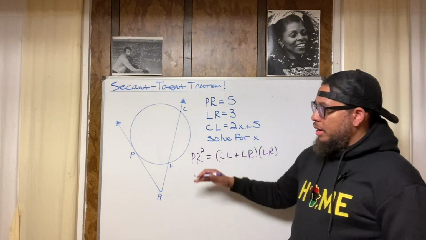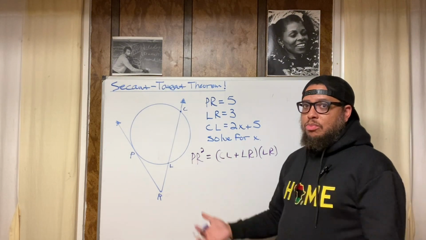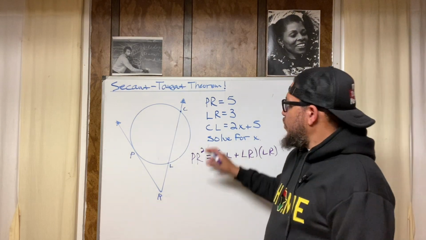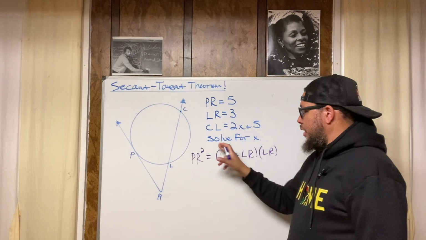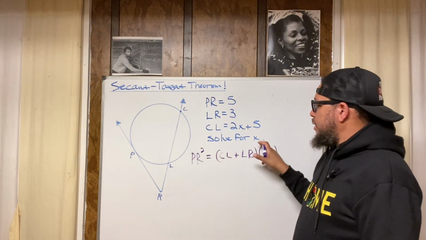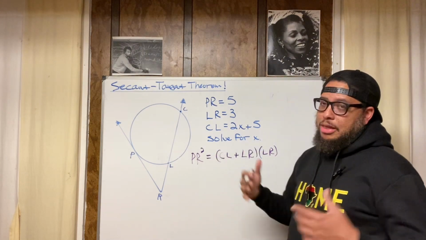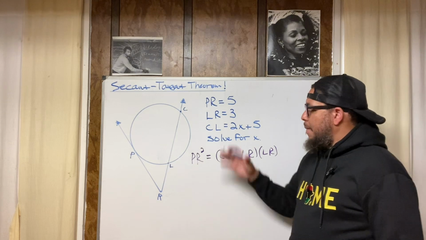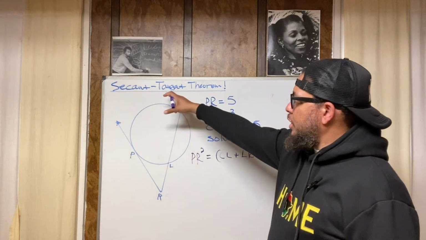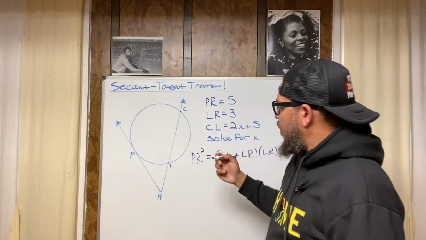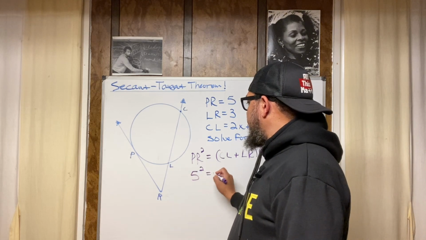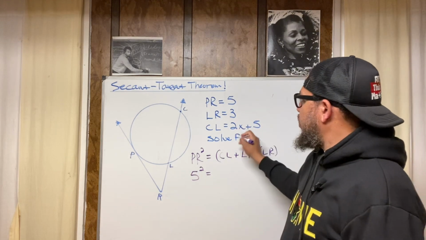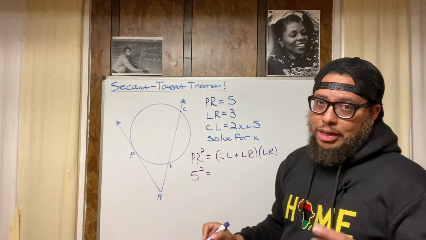Now, let's replace our segments with our numerical values and our expressions. So PR is 5, right? This is our information. Oh, and by the way, I should have said this in the beginning. Our goal is to solve for X. Those are our instructions. Solve for X, meaning find out the numerical value of X based on this information and using the secant-tangent theorem. So PR is 5. So we're going to replace PR with 5. That's going to be 5 squared. Then we got CL. What's CL? 2X plus 5. That's an algebraic expression.